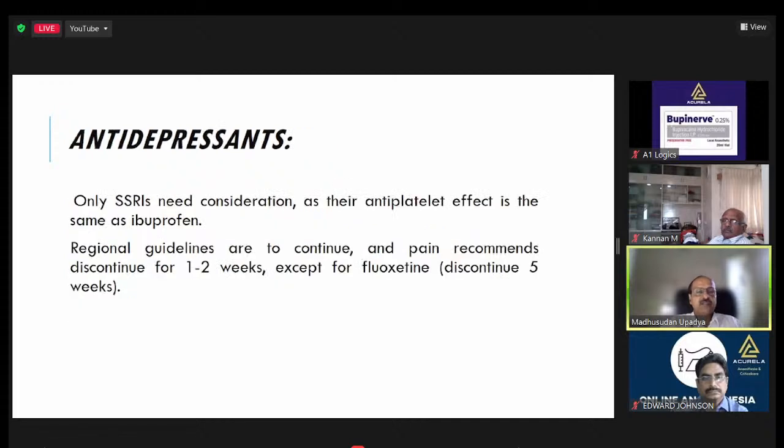A little on the antidepressants. Only SSRIs need consideration as their antiplatelet effect is the same as ibuprofen. And the regional guidelines are to continue, and pain recommends discontinue for 1 to 2 weeks, except for fluoxetine. Fluoxetine has to be discontinued for a much longer time, about 5 weeks, before regional technique or the pain procedure is contemplated.